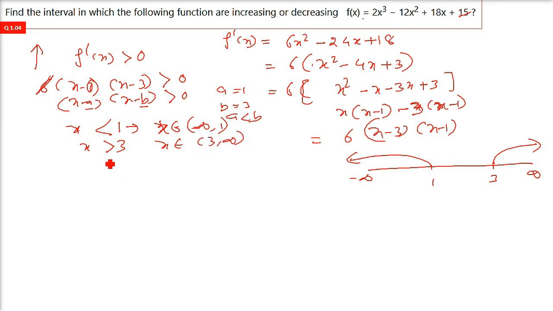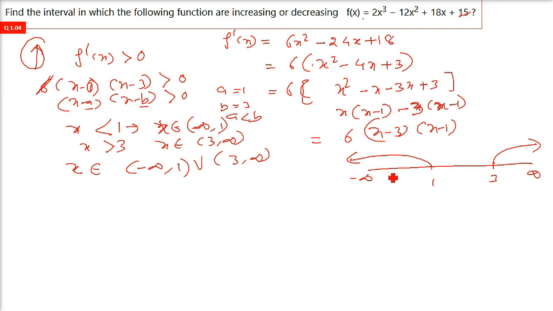So how are you going to combine these two solutions? You just have to take the union of it. So union means plus only. We are combining both the conditions into one. So it should be negative infinity to 1, union 3 to infinity. So anything which is not between 1 and 3, the function is going to increase.